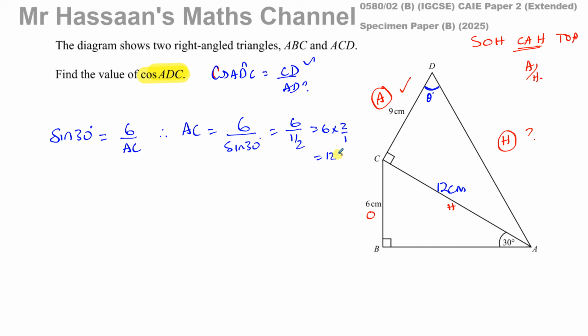Now how did I know it was 12 centimeters? How did I know sine 30 is a half? Well, that's from our understanding of certain values that we should know from the sine, cosine, and tangent ratios, which is something that's important for us to know. And the angles that we should know, I'll just make a little graph to show as follows.